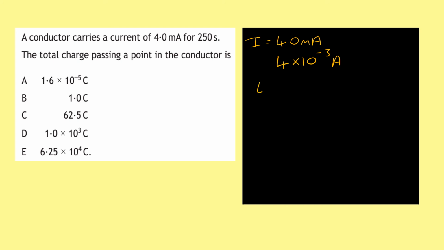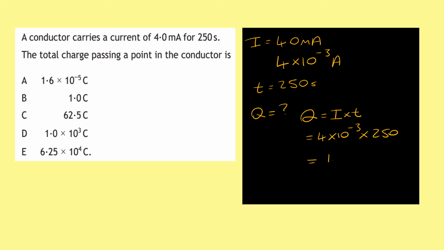We're told the time, T, is equal to 250 seconds. That's fine, that's in standard units. And Q is what we want to figure out. The equation as it appears in the relationship sheet, Q is equal to I times T, which is 4 times 10 to the negative 3 multiplied by 250, giving us an answer of 1.0 coulombs, which is B.